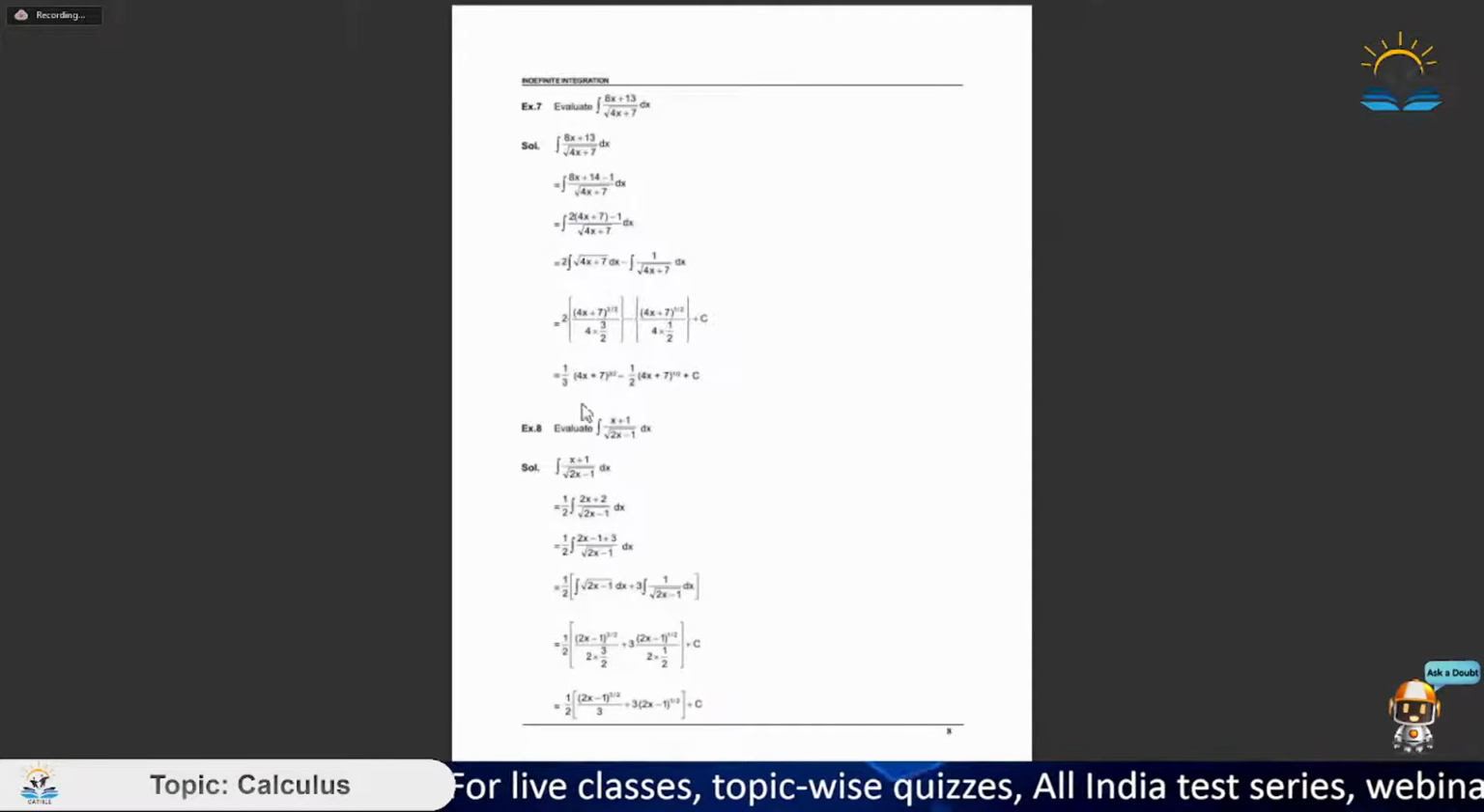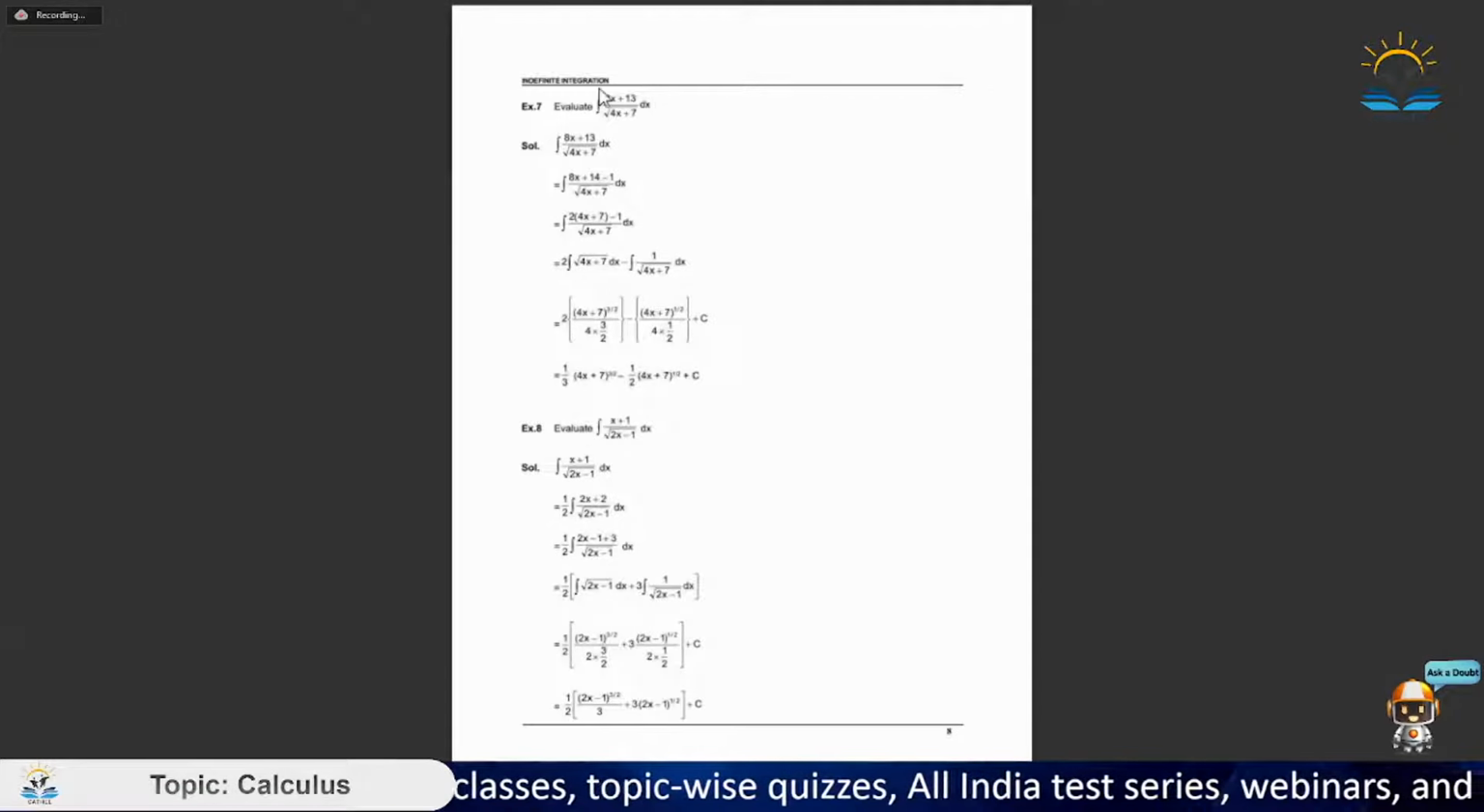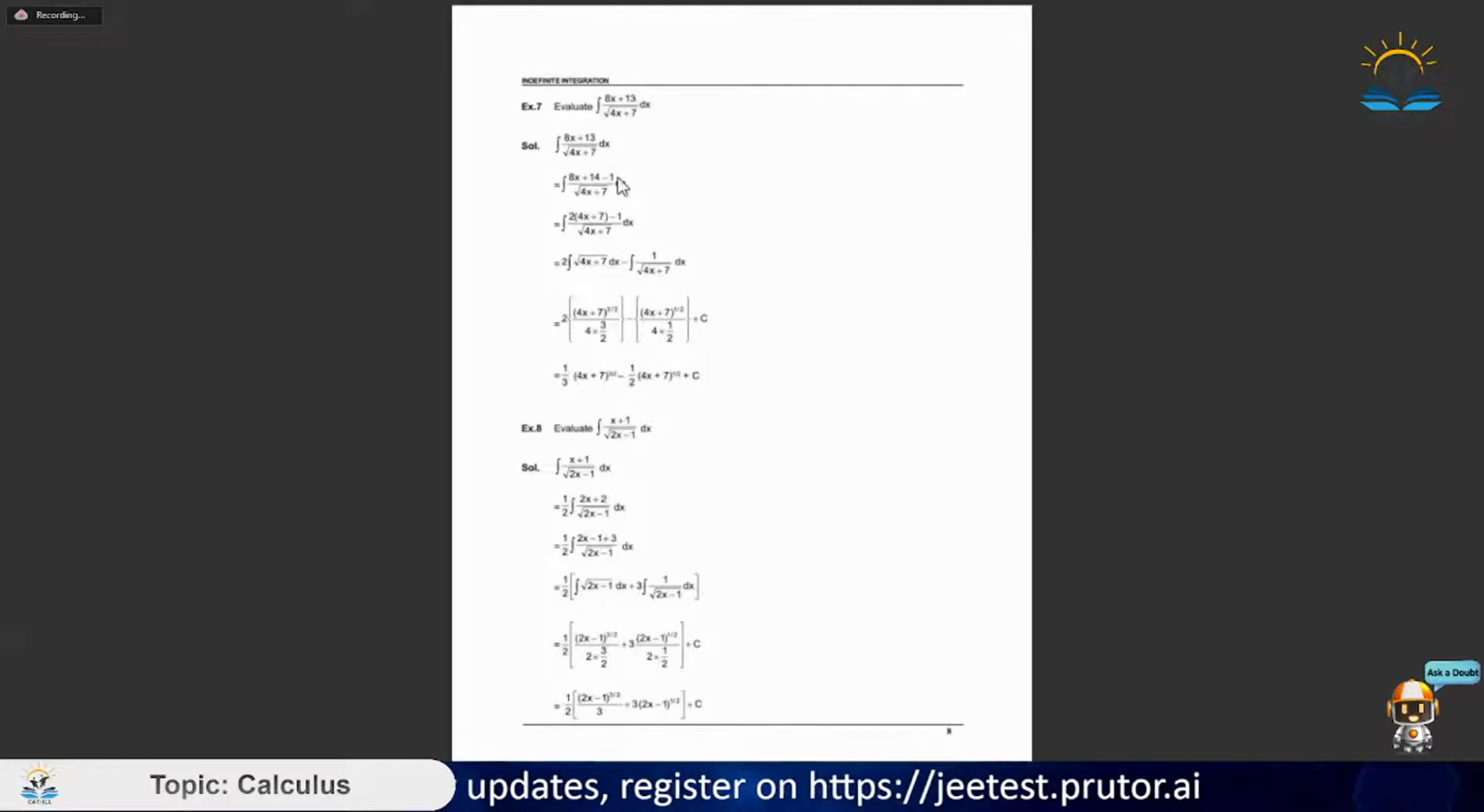Now see, we have these two questions. Here what is written is 8x plus 13 divided by root 4x plus 7. How would we do this type of integration? Directly, we do not know the formula of linear upon root of linear. So we will try to convert the upper linear expression into the form of the linear expression given below.